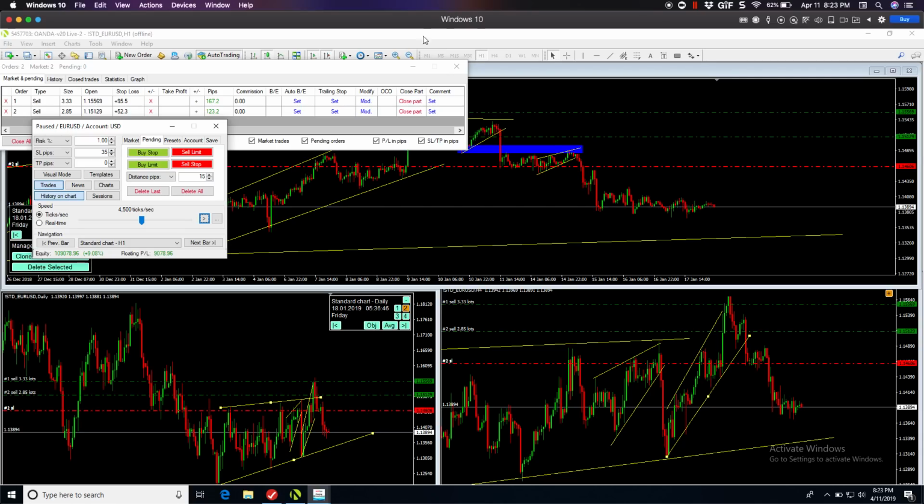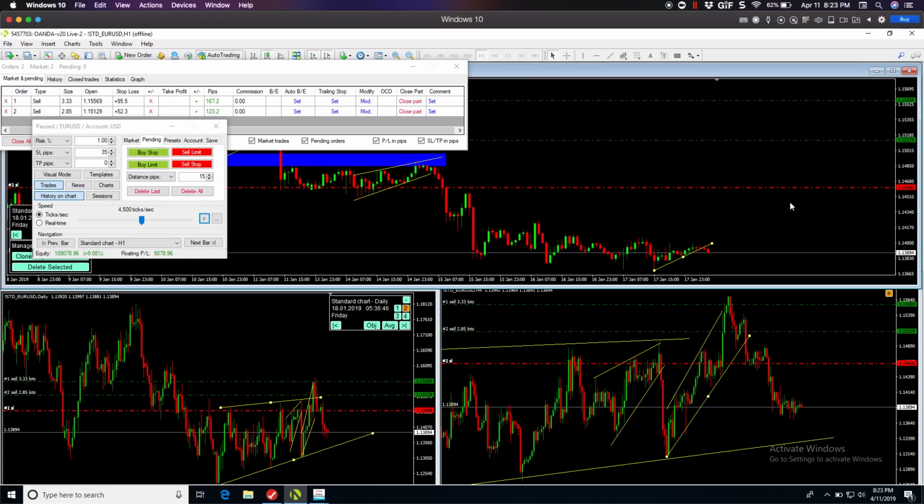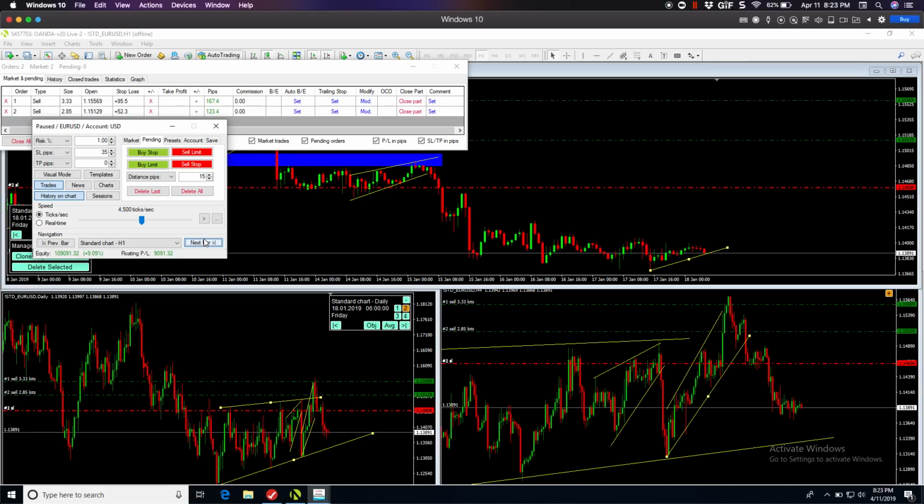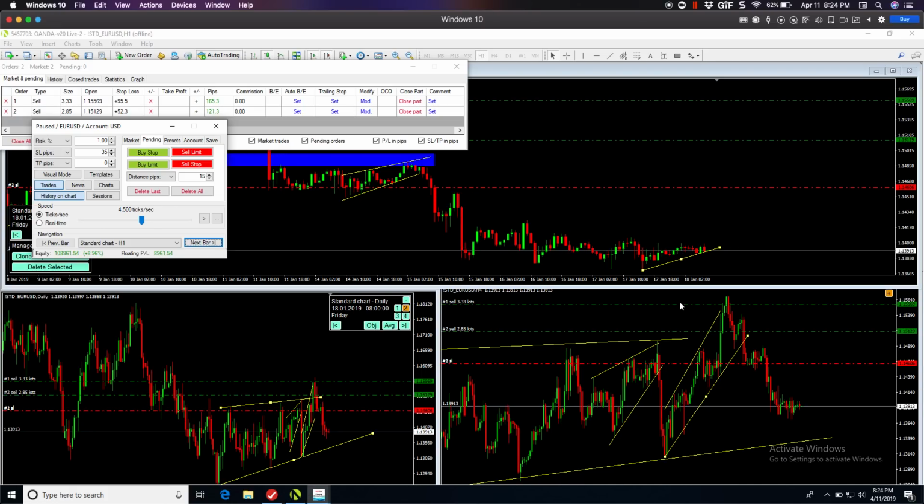So let's see what we got here. This is kind of shaping up to be somewhat of a flag. It's not the cleanest. Let me zoom that in just a little bit. Okay, so we can get something just a little bit nicer. That would be ideal.